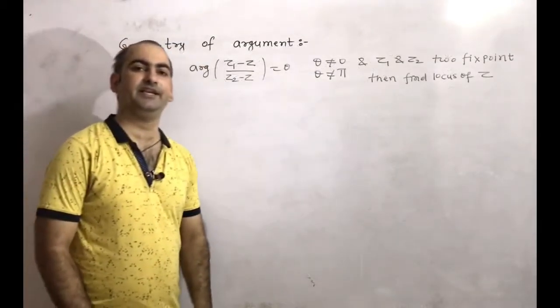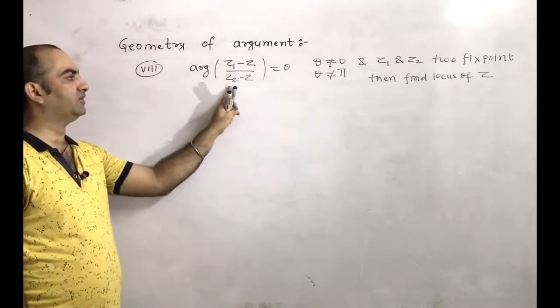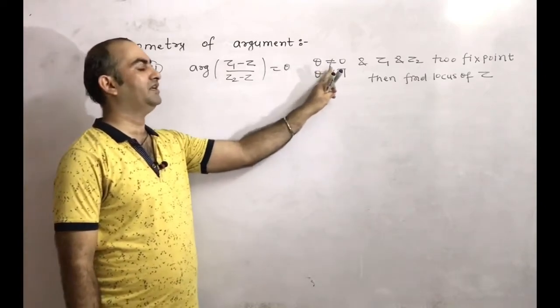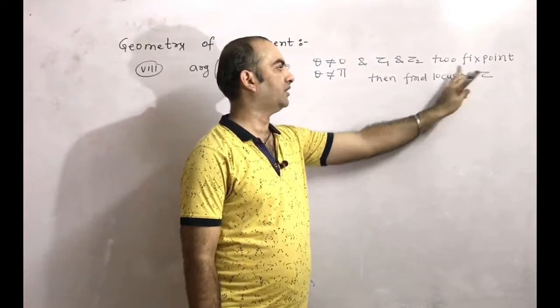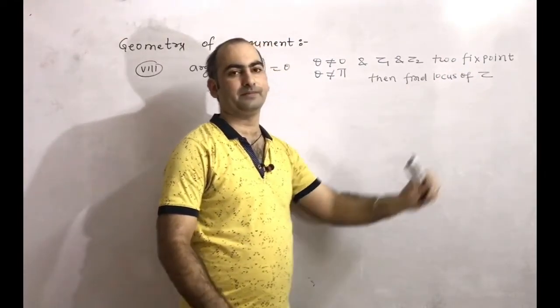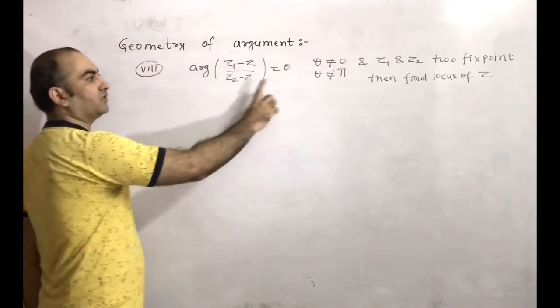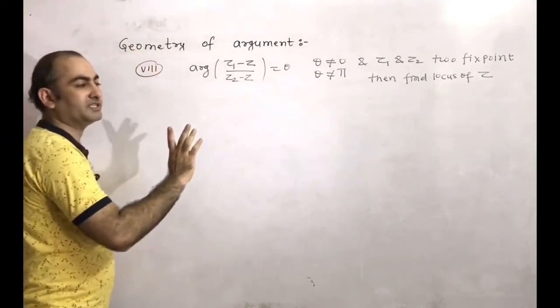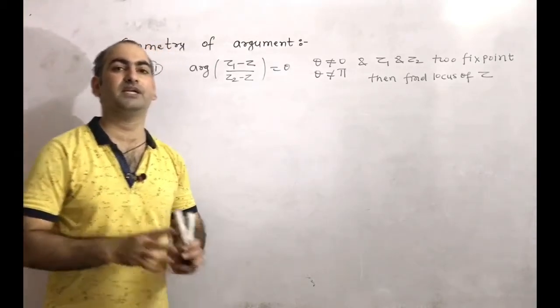Next we are discussing the eighth point. Eighth point is argument of (z1 minus z) divided by (z2 minus z) equal to theta. If theta is not equal to 0, not equal to pi, and z1 and z2 are two fixed points, then find locus of z. So if this equation is given and theta is not equal to 0, not equal to pi, then we can say that locus of z is a part of circle. Which part it will be, I will discuss here.